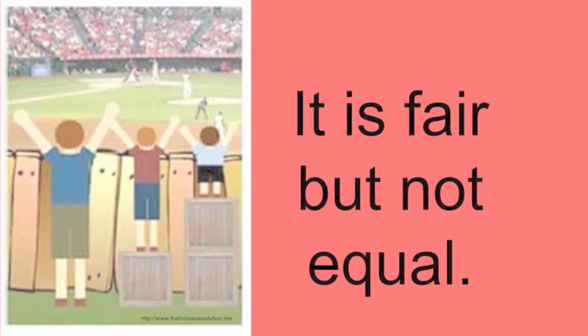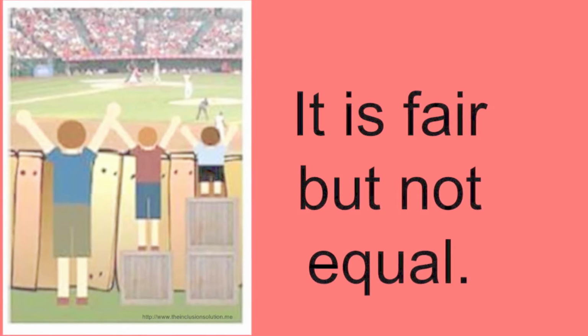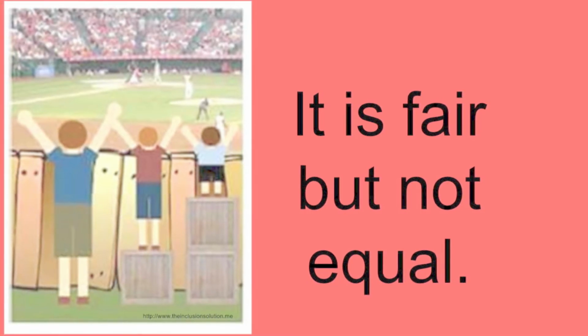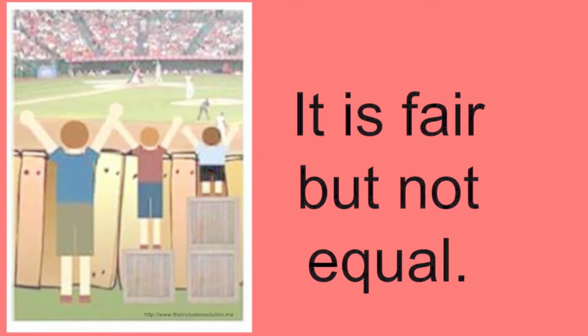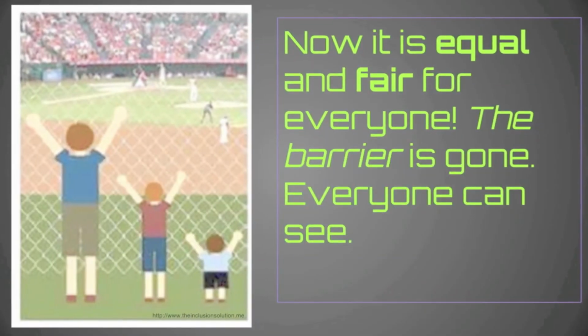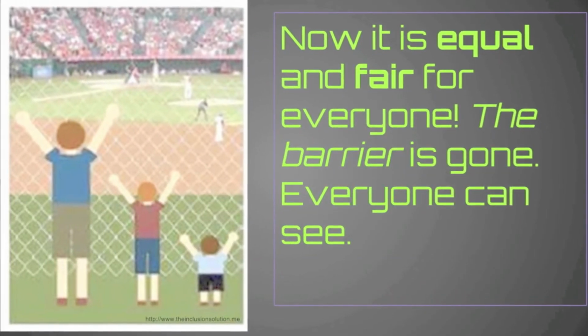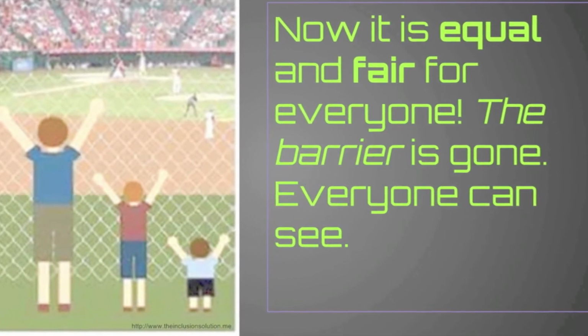Now the tall guy gave his box to the short guy because he doesn't need it to see. Now everyone can see, but it's not equal because not everyone has a box. Now it is equal and fair for everyone. The barrier is gone and everyone can see. No one needs a box anymore.